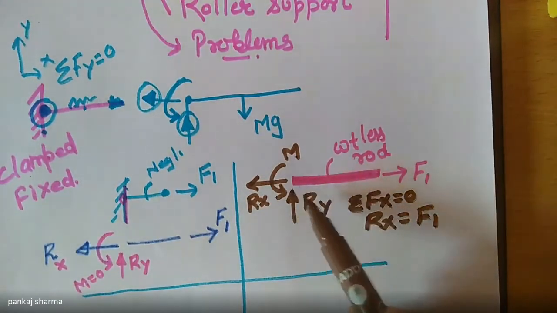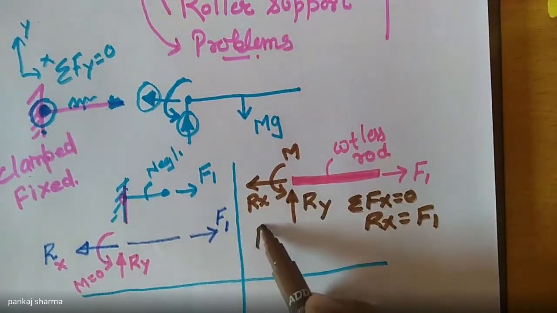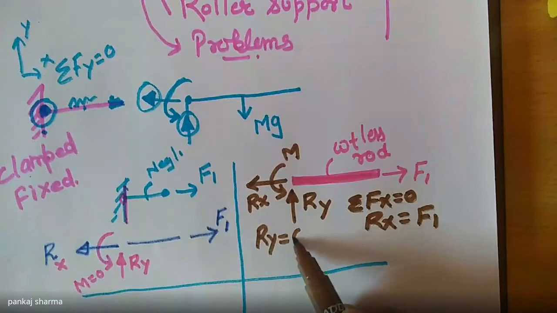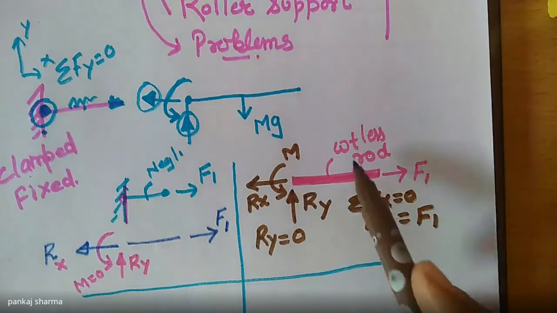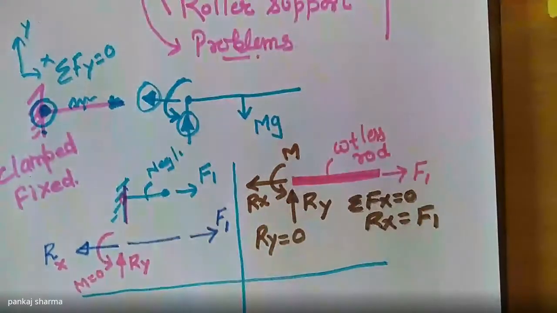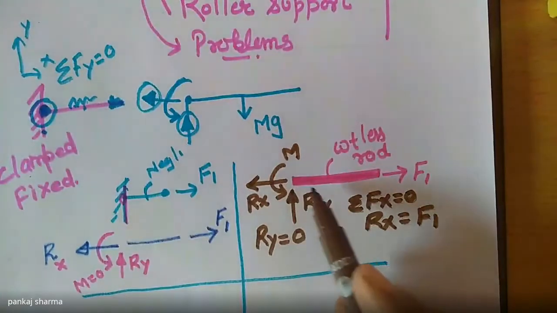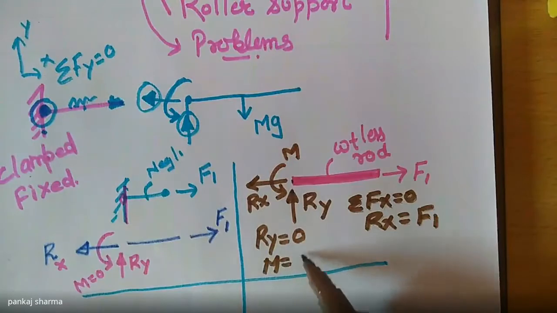There is no vertical force, is there? No vertical force. So we can directly put Ry as 0. Sigma Fy is not applicable because there is no vertical force. No vertical force means this rod is not being rotated. That means the reaction moment is 0.